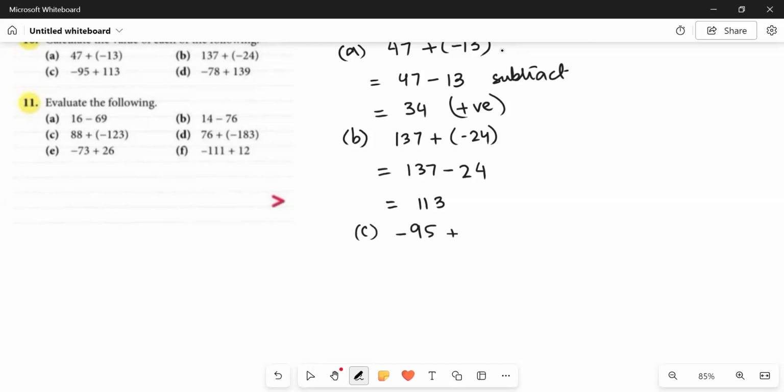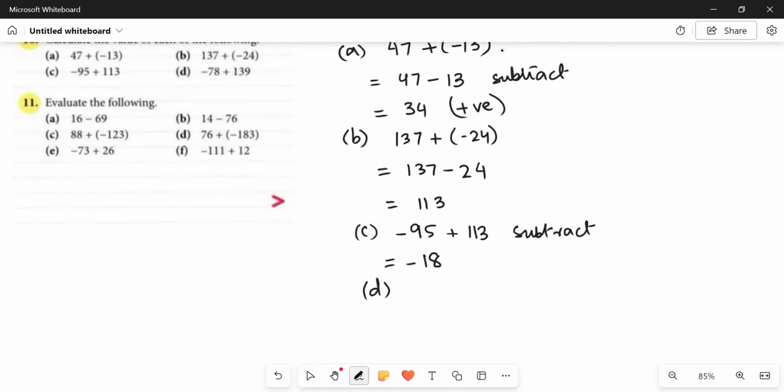Minus 95 plus 113. Now we don't have any brackets, just the two integers. First one is negative, the other one is positive. So we have to subtract. To identify whether to add or subtract, just look for the signs of both. 113 minus 95 gives us 18. Which sign to put right here? Since 95 is greater and has a minus sign, the answer would be negative.